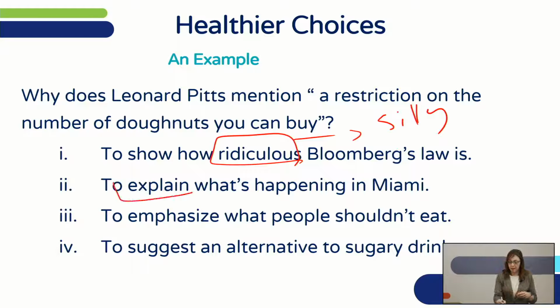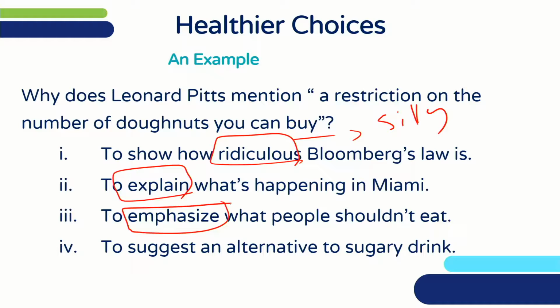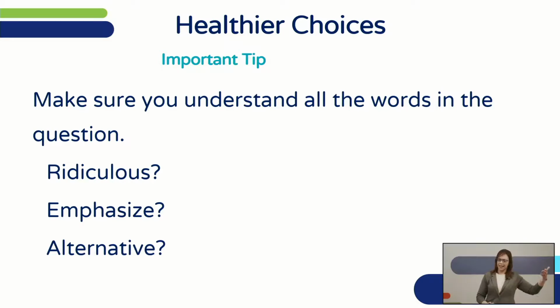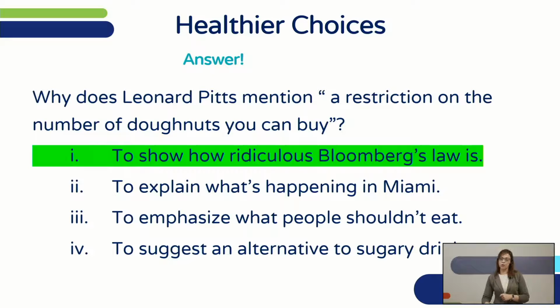Explain. Emphasize. And suggest alternative, suggest other options. So from the language, we can infer. It's not directly stated, but we can infer that he wanted to show that Bloomberg's law is silly, and that's why he is against it. So the correct answer is to show how ridiculous Bloomberg's law is, and we use the skill of inferring because we don't have a direct answer, but we had some clues. So now that's what we said. We need to know the words ridiculous, emphasize, and alternative. So the answer to our question is correct, to show how ridiculous Bloomberg's law is.